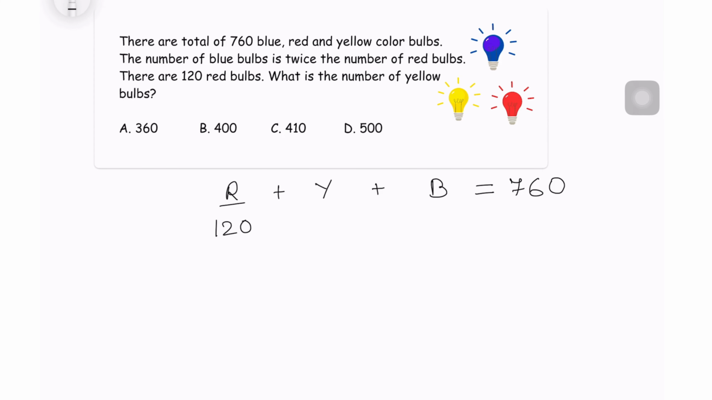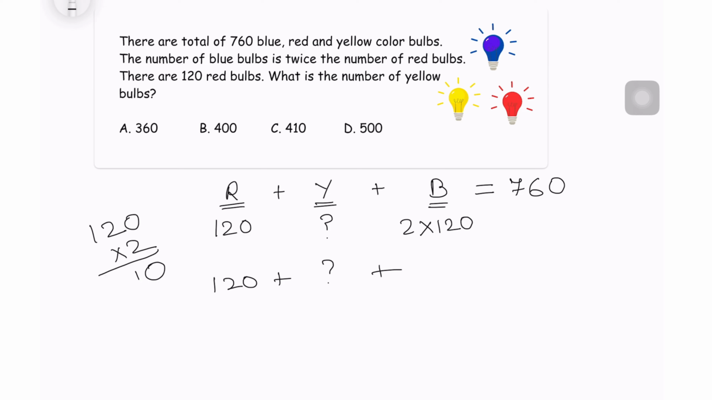120. So this is red, yellow, blue. Red bulbs, we know it is 120, and we know that blue bulbs is twice the number of red bulbs, so it is 2 times 120, and we don't know yellow, so we have to find out the yellow. So it is 120, we don't know yellow, plus 2 times 120. 120 times 2: we will write 0 as it is, 2 twos are 4 and 2 ones are 2. So 240, and the total is still 760.